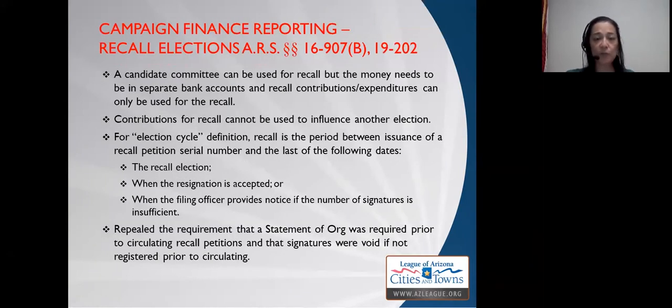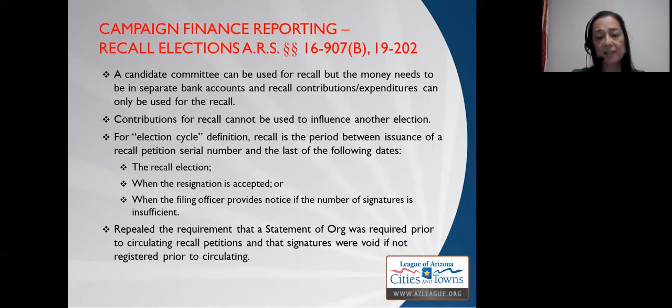I also wanted to include just briefly recall elections, because I know some of you are experiencing some of these. For a recall, a lot of the same information applies for reporting and all of that, but it's important to know that there are some caveats in the statute. A candidate committee can be used for recall, but they have to create separate bank accounts and track it separately. Contributions for a recall cannot be used to influence another election, so you can't collect all your money for a recall and then use it for your regular election.